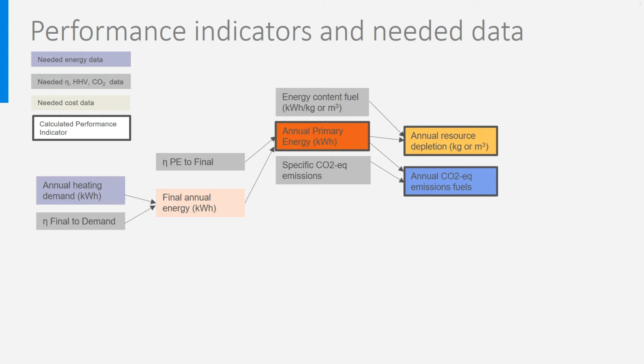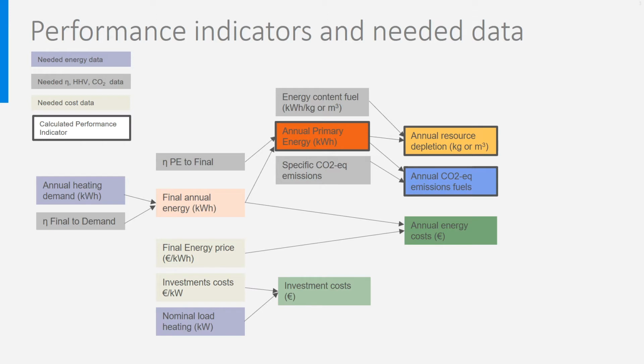Energy costs are generally expressed in an amount of money per kilowatt hour, just like on your energy bill if you have one. In this course we will express it in euro per kilowatt hour. So, by multiplying the final annual energy by the energy price, we know what are the annual energy costs. Finally, we have to look at the costs of the equipment, boilers in the cases we have studied. The prices are generally given per kilowatt, meaning that we need to know the nominal load to be able to calculate the investment costs. Investment costs are one-time costs.